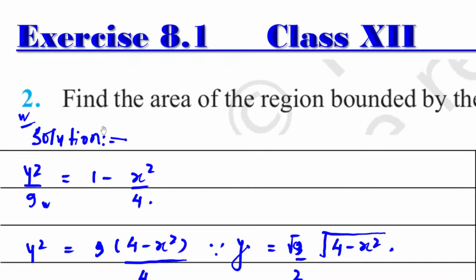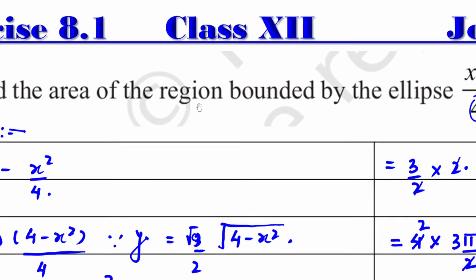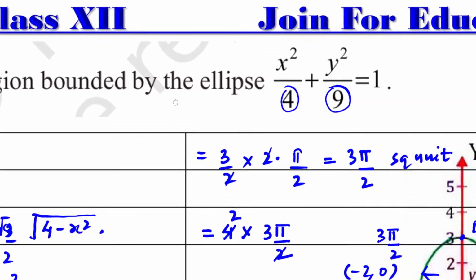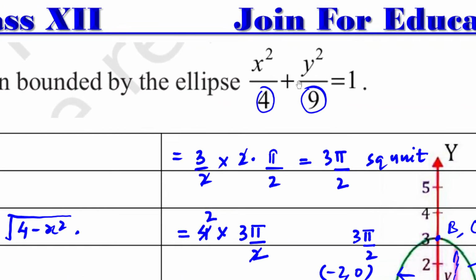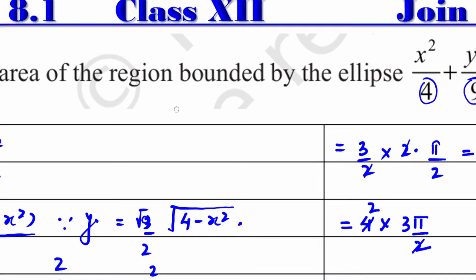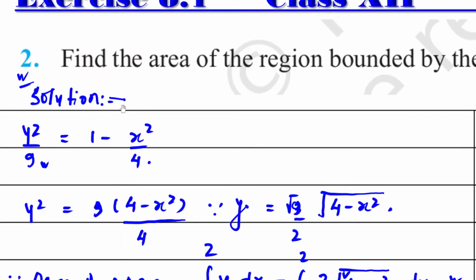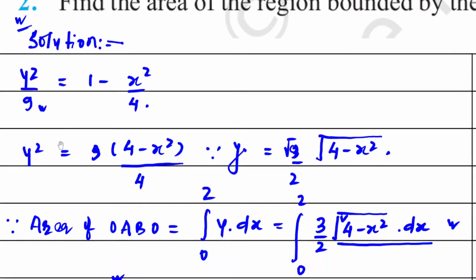So this is the question. Find the area of the region bounded by the ellipse x square by 4 plus y square by 9 equal to 1. So we find here y square by 9 equal to this one. Therefore y square equal to 9 by 4. Therefore y equal to 9 by square root of 4 is 2 and square root of 9 is 3.